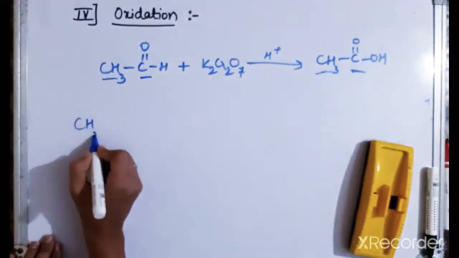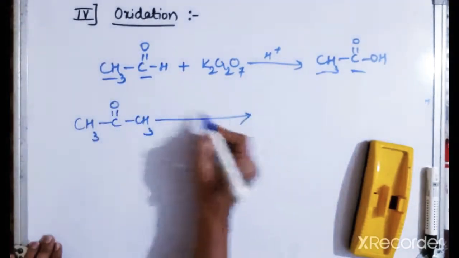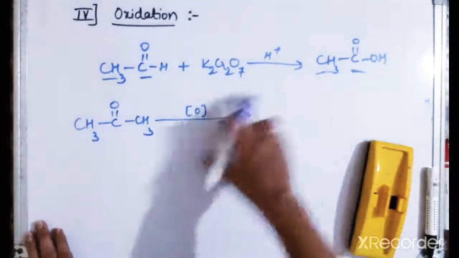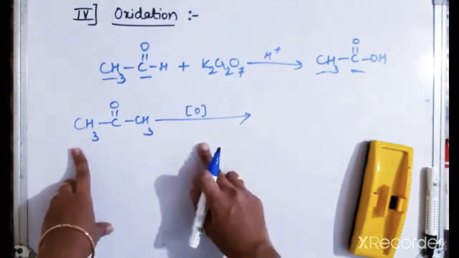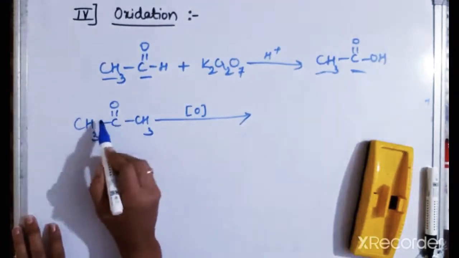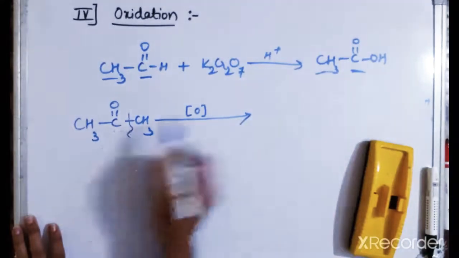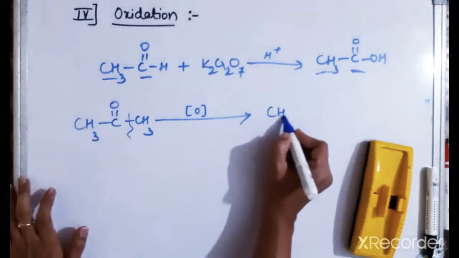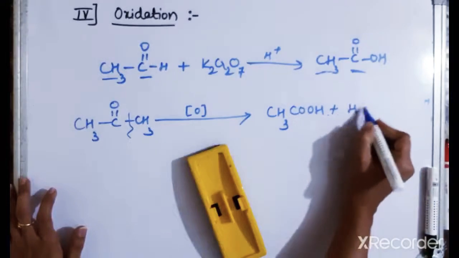If I take here a ketone, if this is subjected to oxidation in the presence of the same potassium dichromate in acidic medium, as it requires a strong oxidizing agent, I'll take the same one. So what happens, what product are we getting here? Here the cleavage of the bonds takes place. So I'll be getting either this bond cleaved or this one, you will get the same product. So you'll be getting CH3COOH and HCOOH as a product.